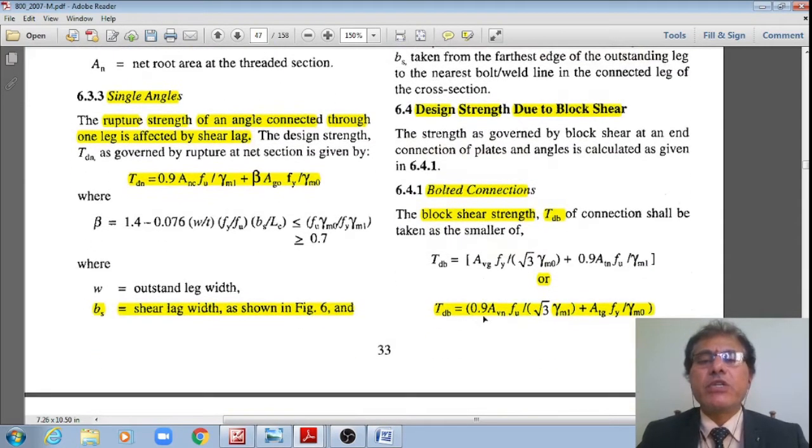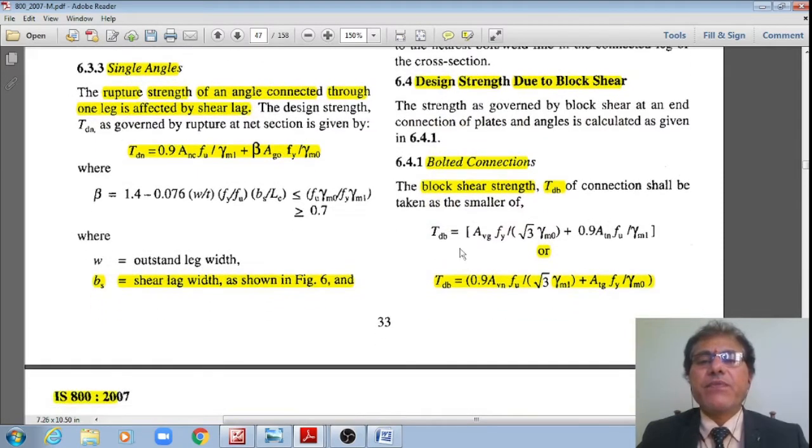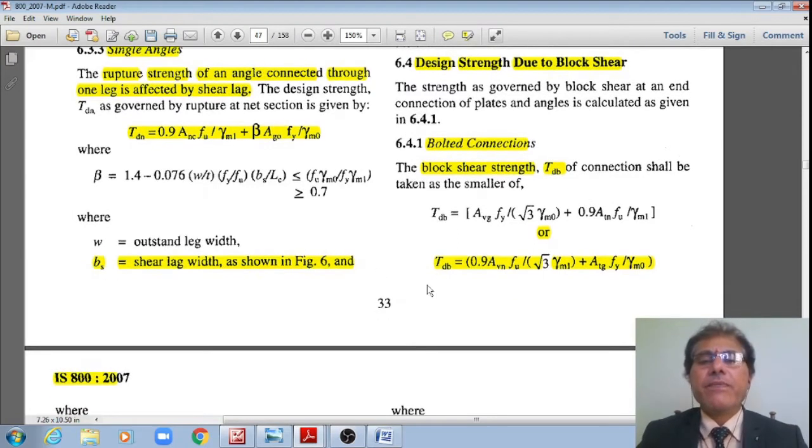The third criterion is the design strength due to block shear, for a bolted connection. TDB by the first criterion is AVG FY divided by root 3 gamma m0 plus 0.9 ATN FU divided by gamma m1. The second criterion is TDB equal to 0.9 AVN FU divided by root 3 gamma m1 plus ATG FY divided by gamma m0.